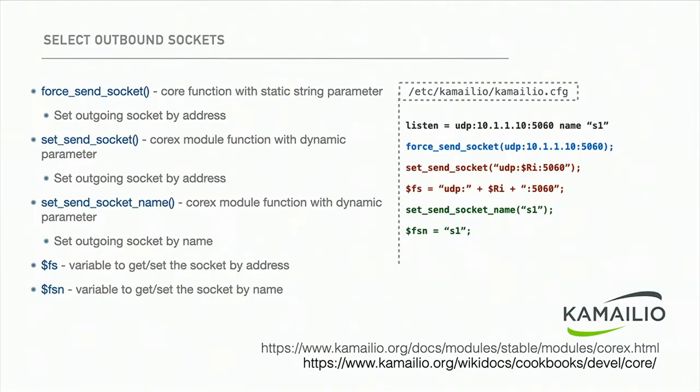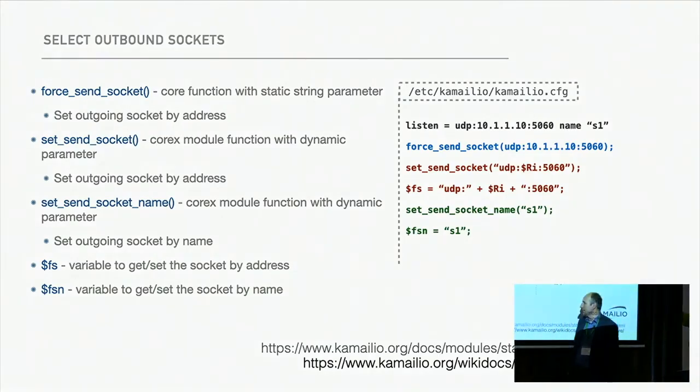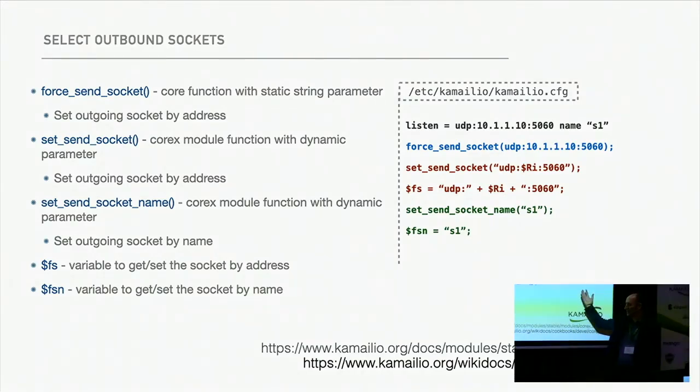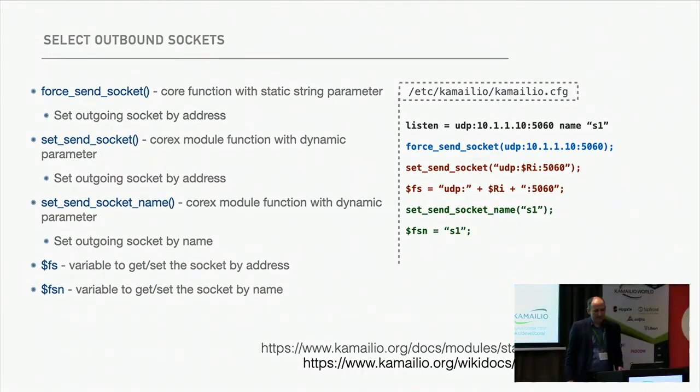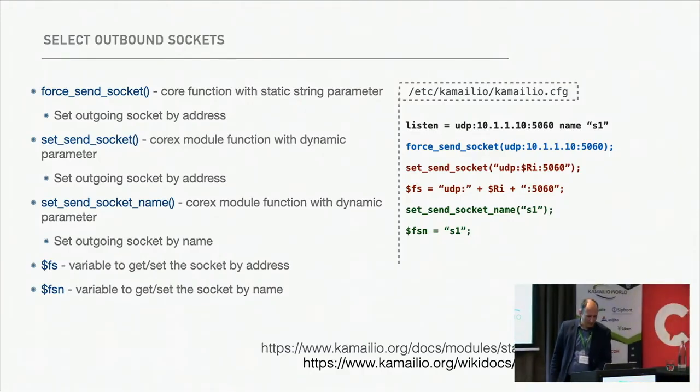And there is the option to set the outgoing socket also by name, not only by address, by bind address, with set send socket name. And of course, there are variables that you could use for assignment, like $fs and $fsn. So all these do more or less the same, depending on what you like more, use one or the other.